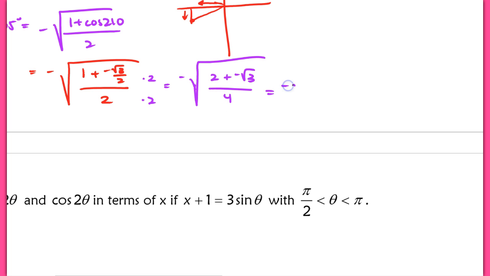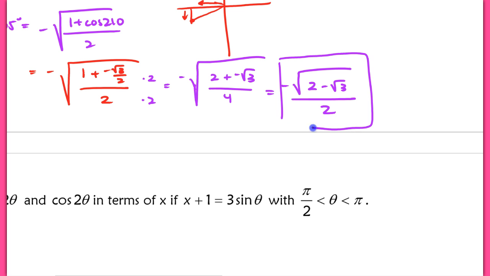But I'll end up with negative square root of 2 minus root 3 all over 2. So that's as far as we want you to simplify that, because otherwise it gets a lot uglier. This is as good as it gets, all right?